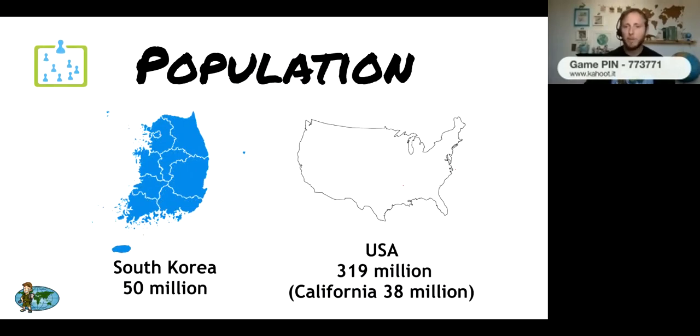If you compare that to the US, now the US is quite a bit larger as far as the size, and there's roughly 320 million people in the US. But if we look at California, California only has 38 million people, and that's one of the largest states in the USA, if not the largest state. So South Korea is smaller than California. The size of the country is smaller than California, but it has more people in it. So it's very densely populated.